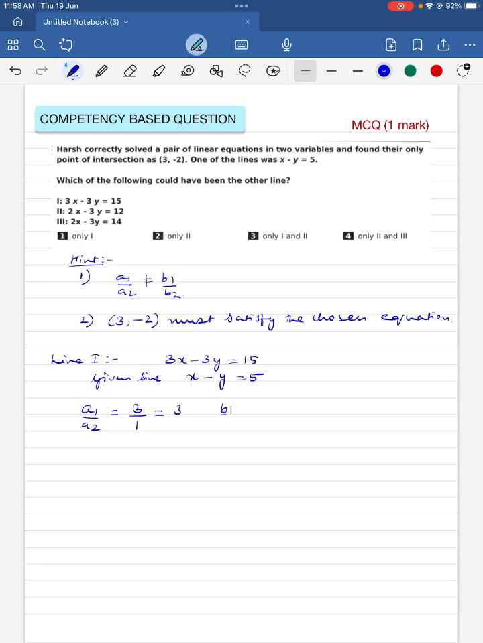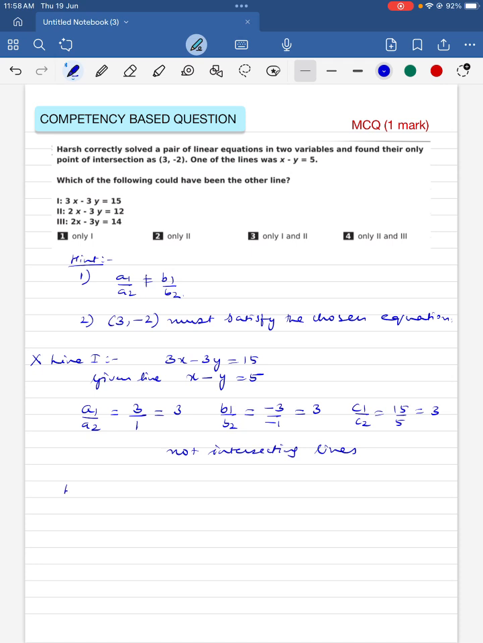Now let's try out b1 by b2, which we'll get as minus 3 by minus 1, which is also equal to 3. And c1 by c2 is equal to 15 by 5, which is also equal to 3. So if you notice that here a1 by a2 is equal to b1 by b2 and it's also equal to c1 by c2, which means they're coincident lines. They're not intersecting lines. So this is not the correct option, and we don't have to consider line 1 at all.